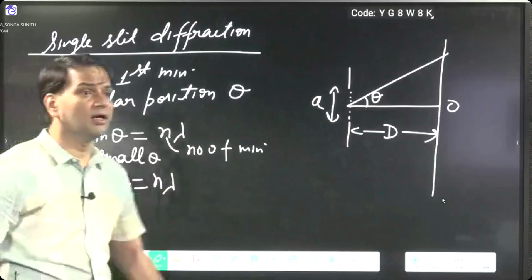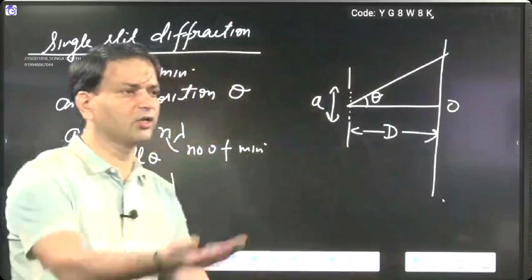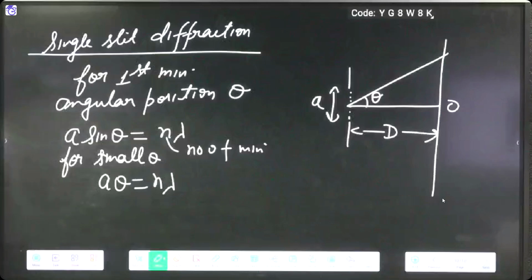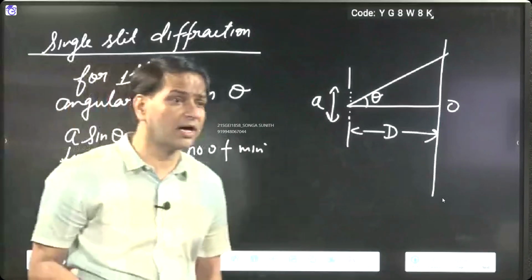So first minima, like this, here they ask in JEE Main, what is the angular position of the first minima? Directly you can say, theta is equal to lambda by a. Why? Theta for first minima means lambda by a. Second minima 2 lambda by a. Third minima 3 lambda by a.